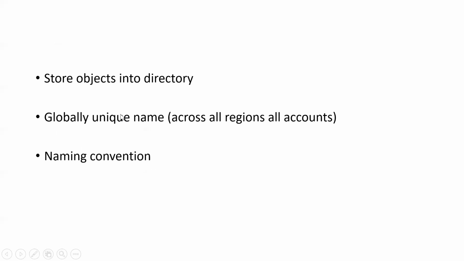So the basic functionality is that it stores objects into directories, that is fine. It's just like the folder structure method. We can create the folder structure inside the S3 bucket and push it over there. And a globally unique name, yeah, that is possible. That is the mandatory one: the S3 bucket's name should be unique.